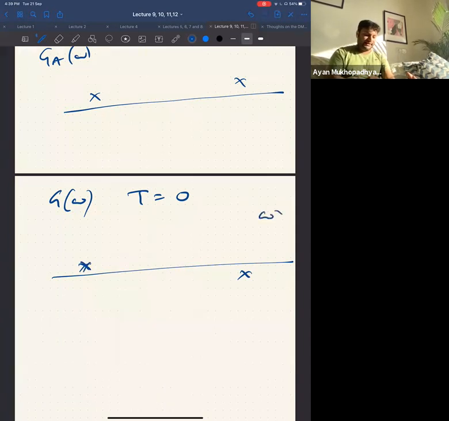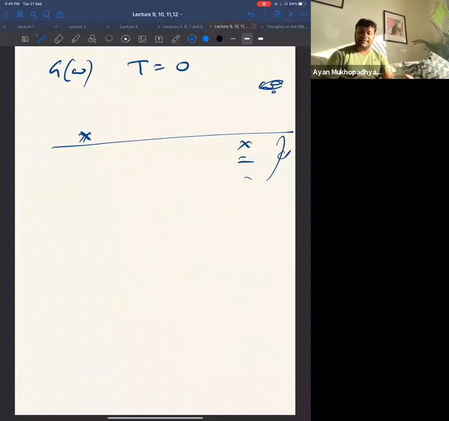So for omega greater than 0, the pole that has positive frequency has retarded response, and the pole that has negative frequency has advanced response. Now, if you look into it, all of these satisfy the same equations.